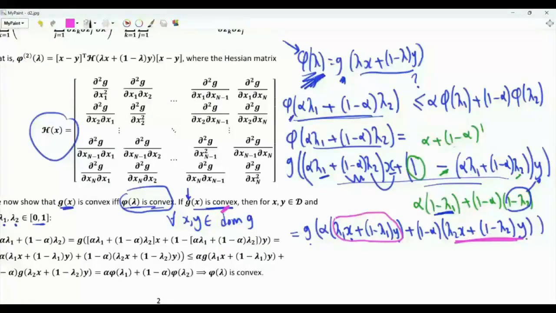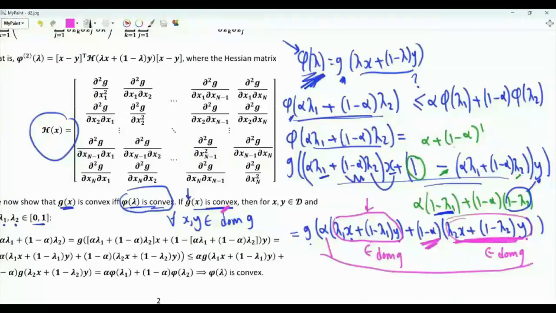The same applies here. X is from the domain of g, y is from the domain of g. This is a convex combination of x and y. Because g is a convex function, its domain is a convex set. Lambda 2 x plus 1 minus lambda 2 y is in the domain of function g. So this is in the domain of g. That is also in the domain of g. Alpha is between 0 and 1, and we have here 1 minus alpha. This vector here is a convex combination of these two vectors in the domain of function g.